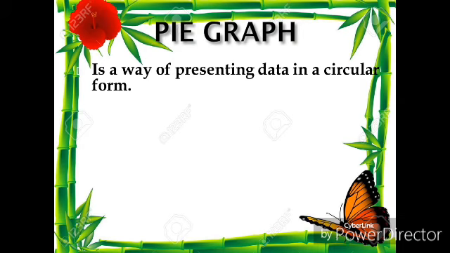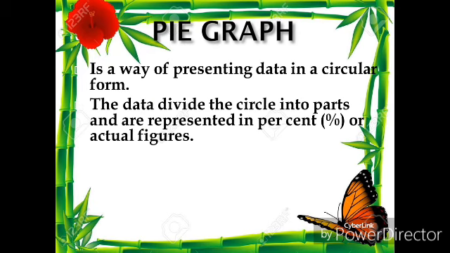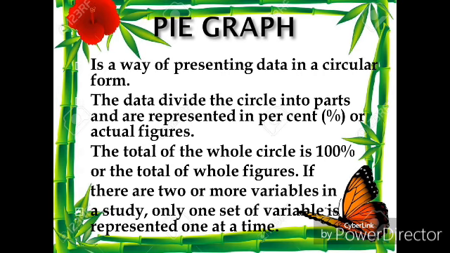Pie graph is a way of presenting data in a circular form. The data divide the circle into parts and are represented in percent or actual figures. The total of the whole circle is 100% or the total of whole figures. If there are two or more variables in a study, only one set of variable is represented one at a time.